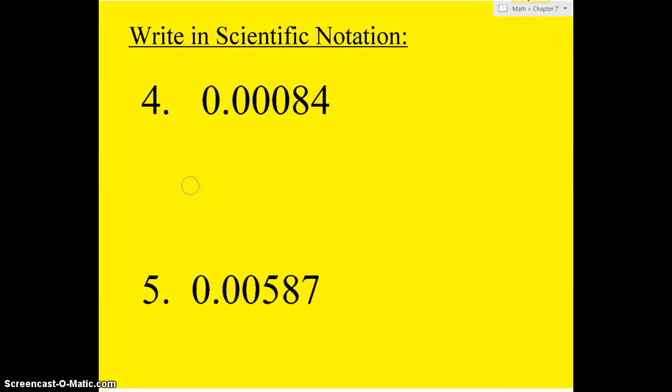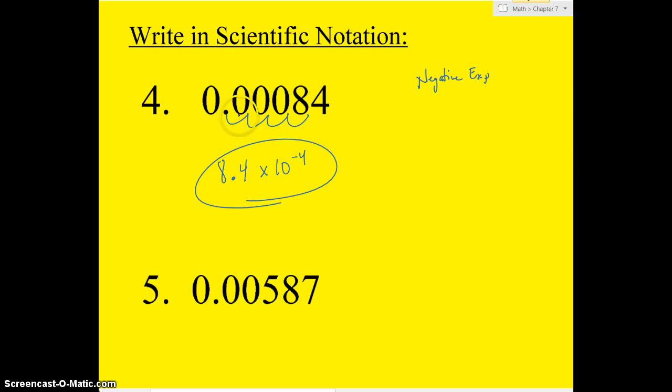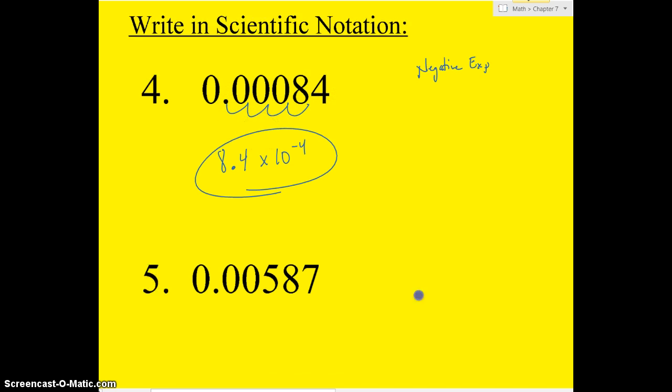All right, let's write these in scientific notation. Well, these numbers in standard notation are less than 1, so we know we're going to have negative exponents. So we'll start here. We'll go 1, 2, 3, 4. To get it between 1 and 10, 8.4 times 10 to the negative fourth, because this number is between 0 and 1.